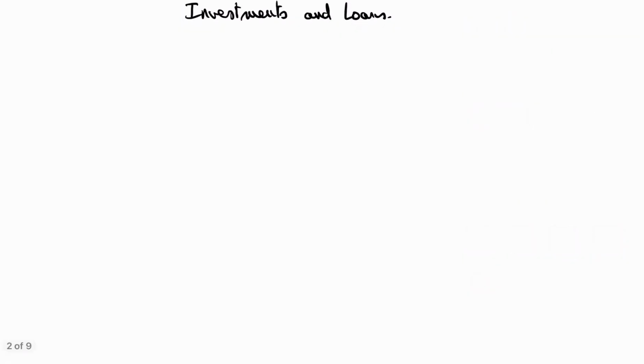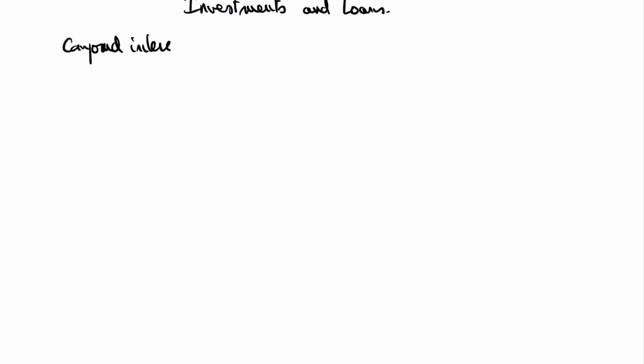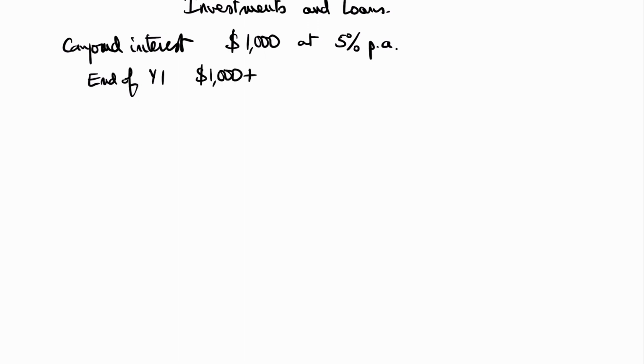Let's go back onto compound interest a little bit. Say you invest $1,000 at 5% per year, per annum. At the end of year one, you would have $1,000 plus the interest, which is $1,000 times 0.05. That's the same as $1,000 times (1 plus 0.05).